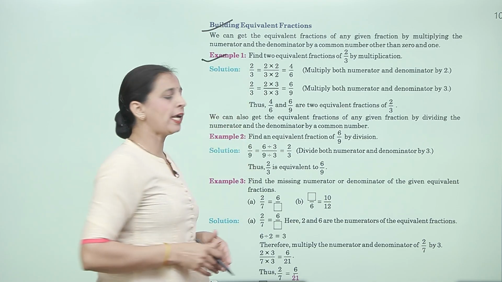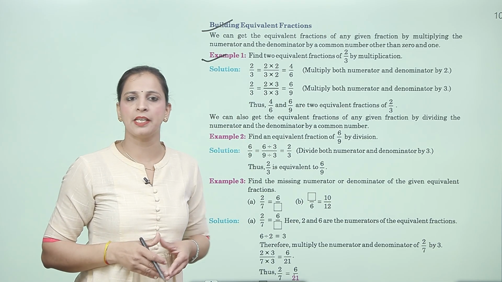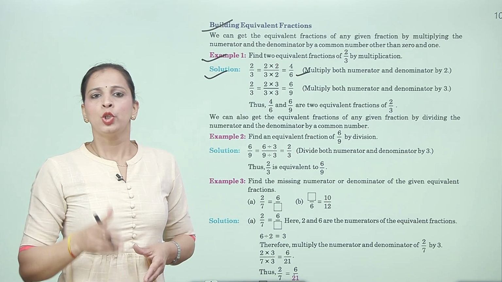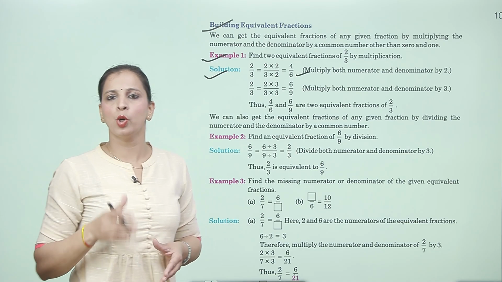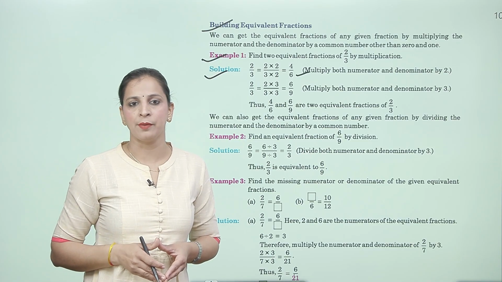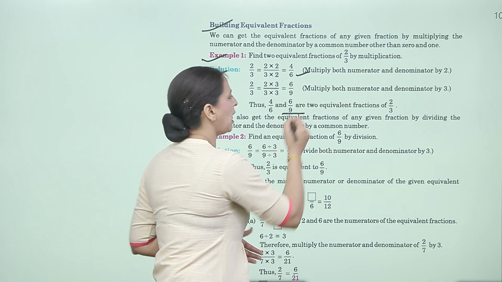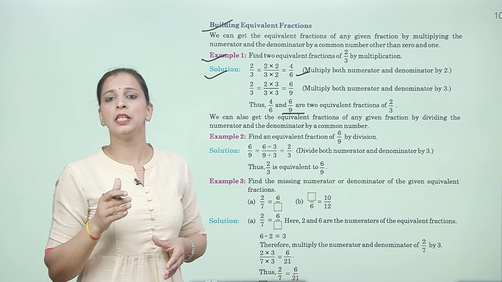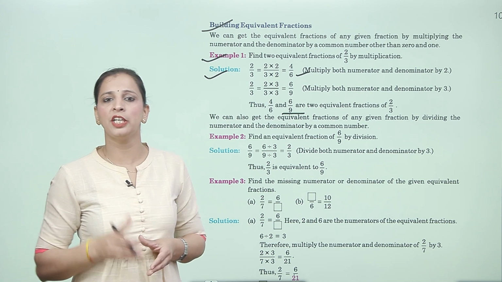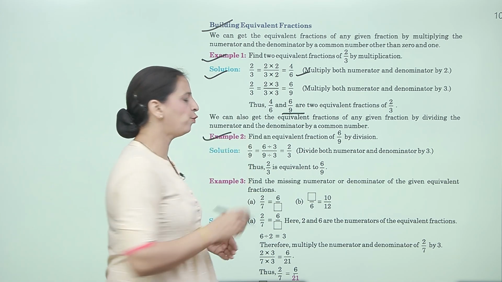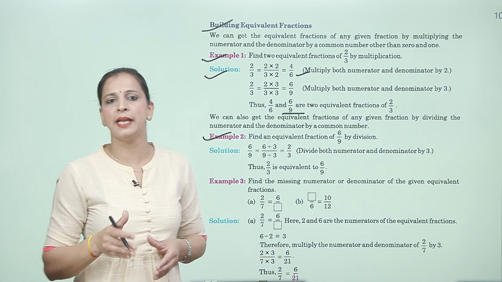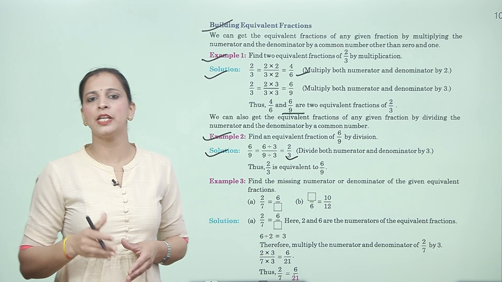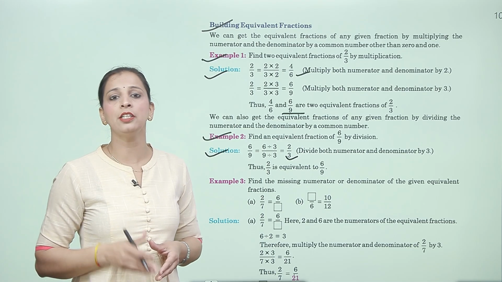Now example 1. Find two equivalent fractions of 2 by 3 by multiplication. Solution: 2 by 3 both are multiplied by 2, we get 4 by 6. Now 2 by 3 multiplied by 3, both numerator and denominator, we get 6 by 9. Thus 4 by 6 and 6 by 9 are the two equivalent fractions of 2 by 3. We can also get the equivalent fractions of any given fraction by dividing the numerator and the denominator by a common number. For example, example 2, find an equivalent fraction of 6 by 9 by division. Solution: 6 by 9 both divided by 3, numerator and denominator, we get 2 by 3. Thus 2 by 3 is equivalent to 6 by 9.